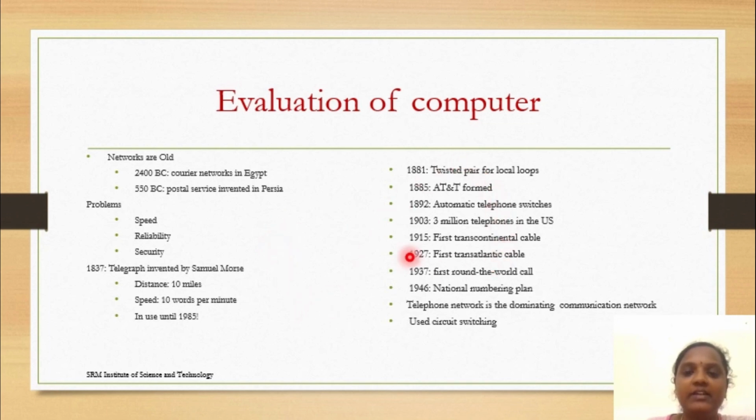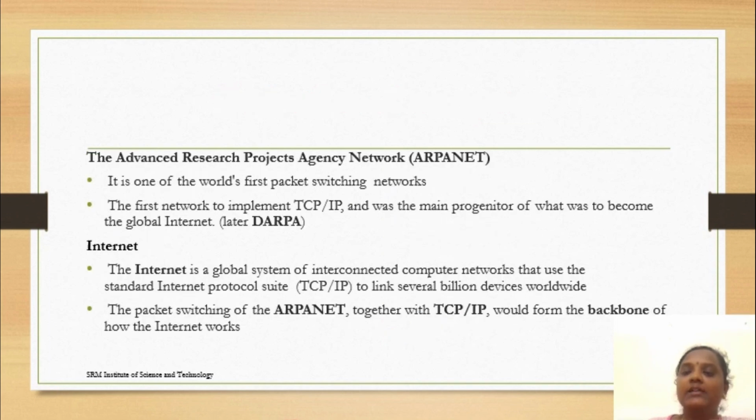Later on we developed different types of computer networks using twisted pair and automatic telephone switches, and finally we came to the circuit switching network. Here you can see the circuit switching network and packet switching network. I'll explain circuit switching and packet switching in detail in the upcoming sessions. Finally, before the internet came into the world, ARPANET was introduced for networking purposes. So this is the evolution of computer networks.